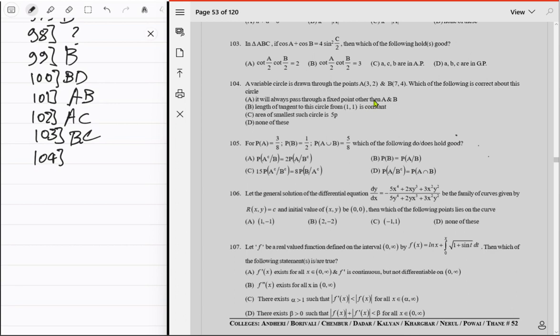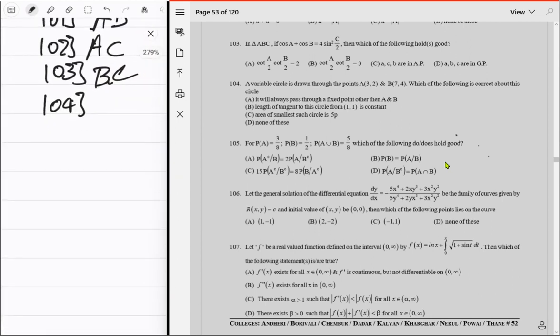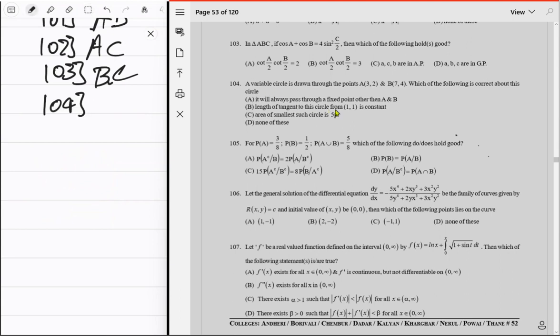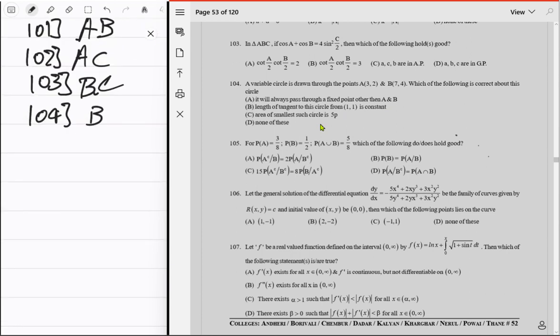I don't know, it doesn't seem like it passes through a fixed point. No. Length of the tangent to this circle from (1, 1) is constant. Well, we will probably have to work out S for this. Wait, no, (1, 1). With respect to (1, 1), this is 2, 1 and this is just 6, 3. Oh yeah, the determinant is 0 which means collinear. So this is on its radical axis, which means yes, actually B is correct. That S value is the same everywhere.